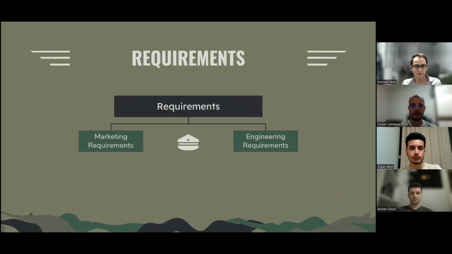Next. Requirements. We have examined the requirements in 2 parts. Firstly, marketing requirements. The system should be easy to use, cheap, and shouldn't be complex. Secondly, engineering requirements. This system should be able to work both mobile and stationary. It should be effective in an area with a diameter of 100 meters. The minimum operating time of the system should be 30 minutes.